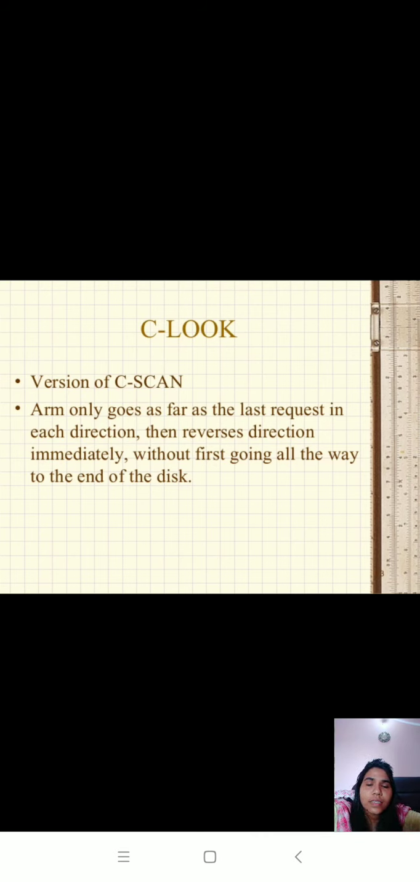So in the next session we will understand about the CLOOK and LOOK scheduling algorithms.